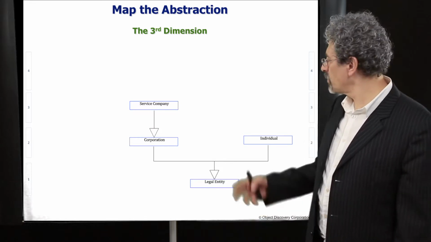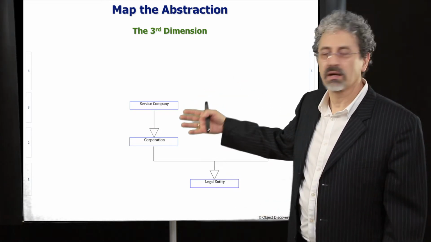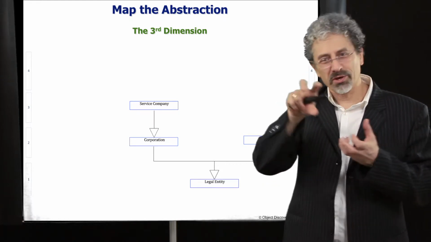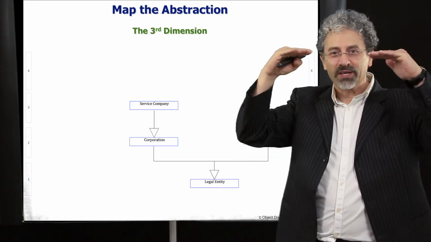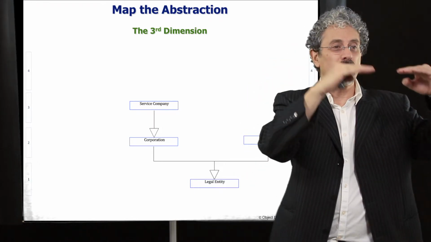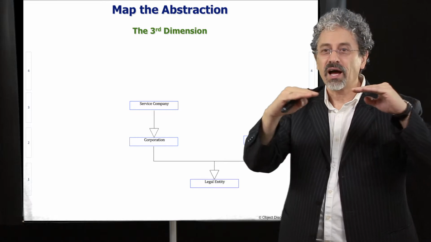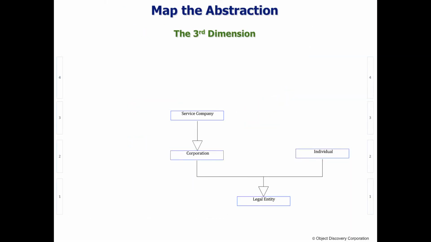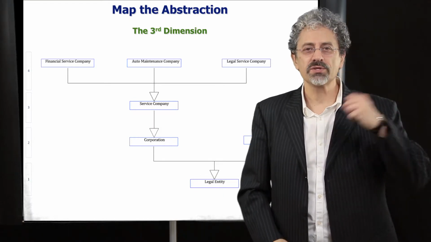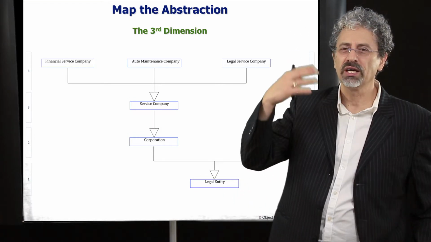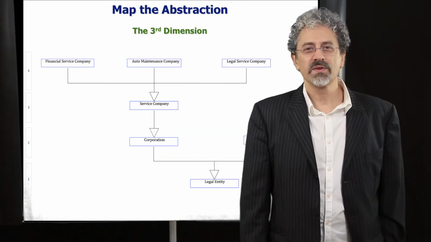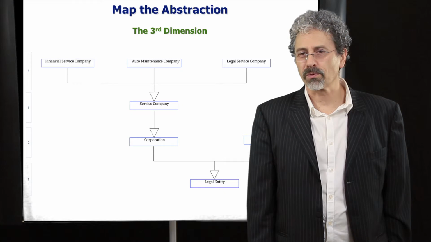Next, we said corporation. What about a service company? A service company is a corporation. A corporation is a legal entity. But if you look at this from service company down to corporation, down to legal entity, you are going towards higher abstraction. One more step. A service company could be a financial service company, an auto maintenance company, a legal service company. Now you have something much more concrete on that layer number 4.